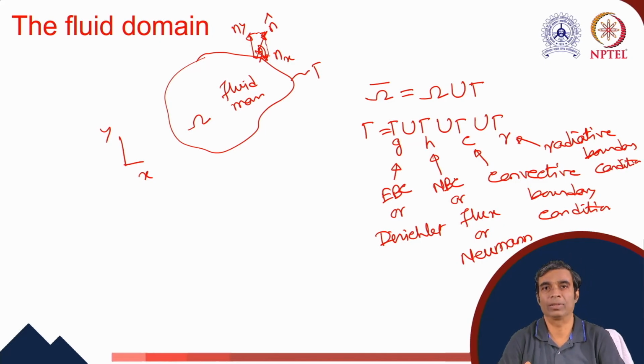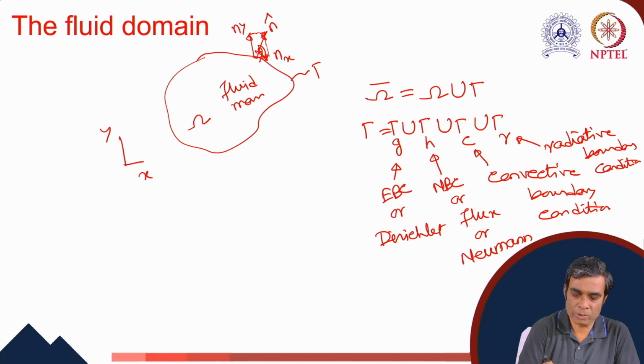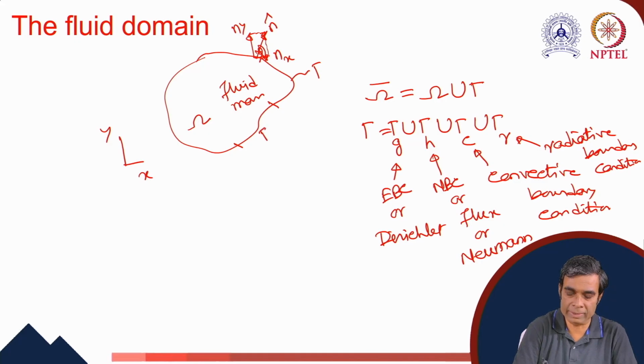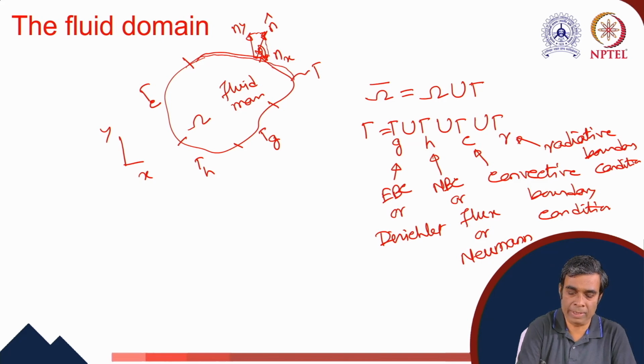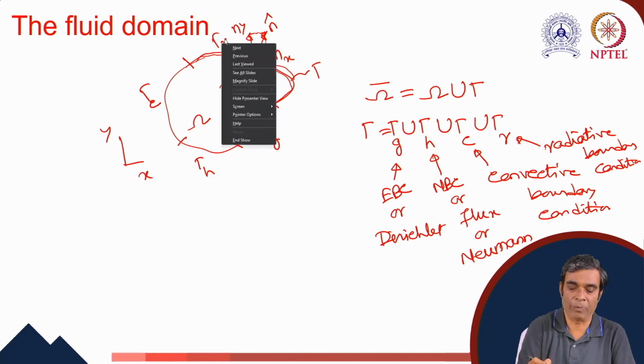In the coming classes, we shall solve example problems of all the boundary conditions that we have mentioned here. We shall derive the weak form and then solve certain problems. Here, we can show that this particular boundary portion we can denote as gamma G, the Dirichlet boundary portion. This portion we can denote as gamma H, the Neumann boundary condition portion. This we can denote as gamma C, the convective boundary condition portion, and the remaining portion we can denote as subject to the radiative boundary condition. This is the gamma R boundary condition.